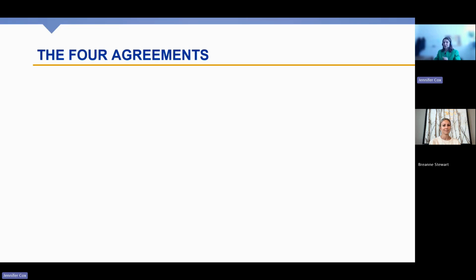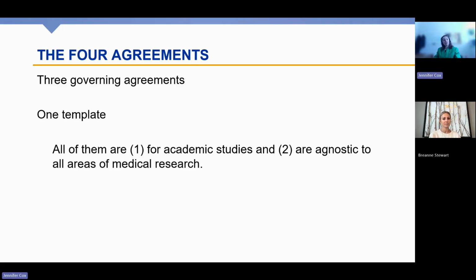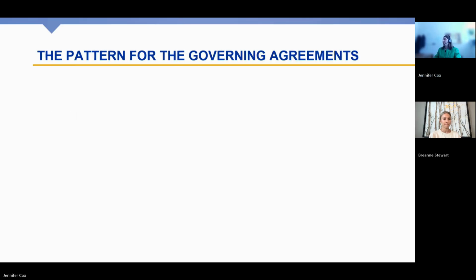Okay, and again, just to summarize quickly before we get into them, there are 3 governing agreements, 1 template. But all of them are for academic research exclusively, and all of them are agnostic to all areas of medical research. So it doesn't matter if it's about critical care, cancer, hematology, mental health, anything. This works for all of them. All of these drafts work for all of the areas. And for all 3 of the governing agreements, we're going to talk about the same pattern over and over. I'm going to say this about 6 times in this meeting, for anyone who's not clear about how this works, to hopefully provide that clarity, just high level.